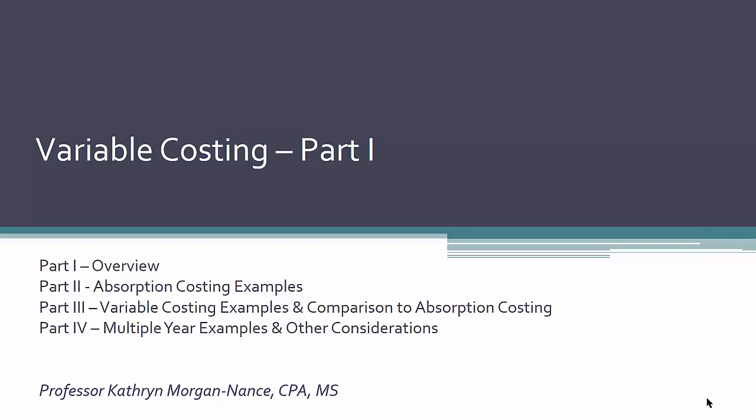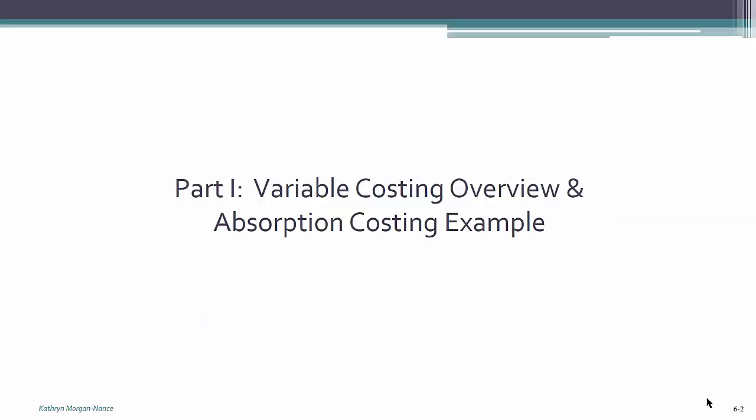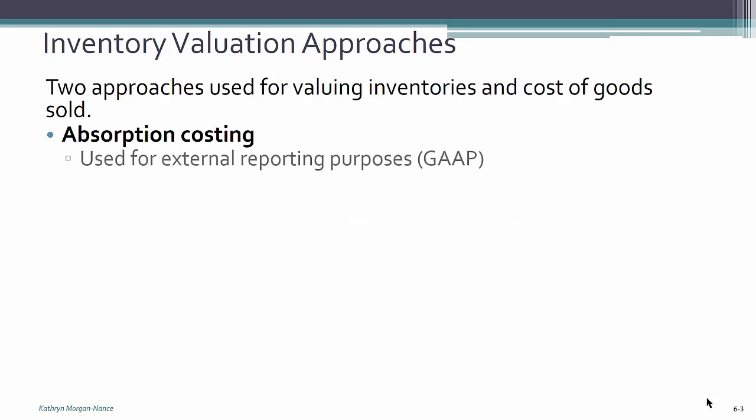Thanks for watching. This presentation is split into 4 parts for your convenience. Part 1 provides a brief overview of variable costing concepts. In Part 2, we will review 2 absorption costing examples. In Part 3, we'll employ variable costing in 2 more examples and do a little compare-contrast. And in Part 4, we'll consider the impact of the costing methods over multiple years, as well as summarize some other considerations. Let's get started with Part 1.